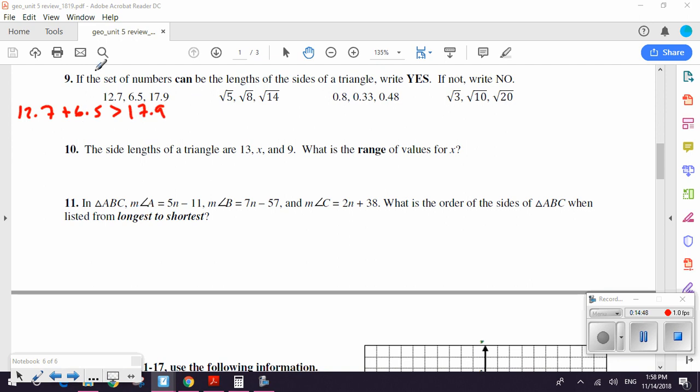Okay. When I add 12.7 and 6.5, I would get 19.2. Is 19.2 greater than 17.9? Yes, this is a true statement. So that being said, yes, this is a triangle.